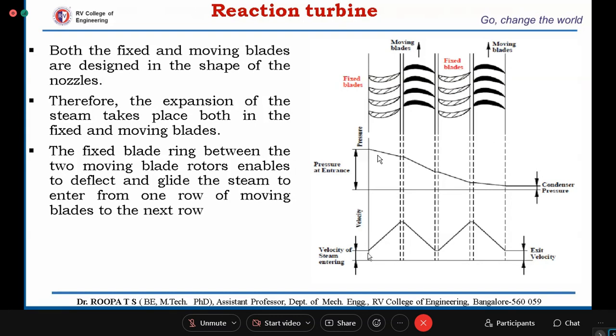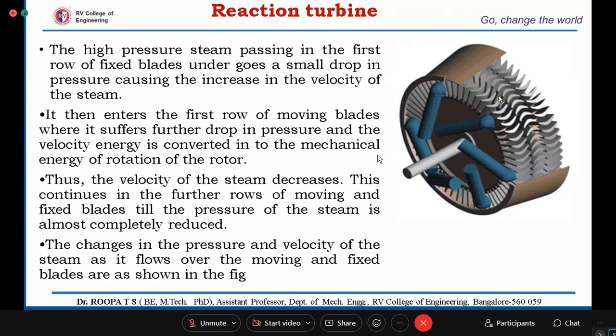Velocity also increases in the fixed blade region. In the moving blade region it decreases, because that energy is getting transferred to the blades to set them into motion. Again it is increasing and decreasing. So this is how the pressure and velocity vary in reaction steam turbines. Here you can see the arrangement of blades. So we will have multiple stages of fixed and moving blades.